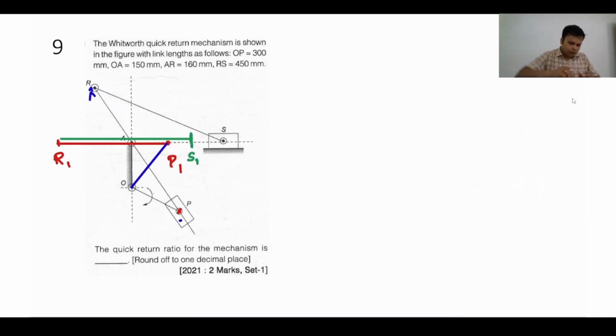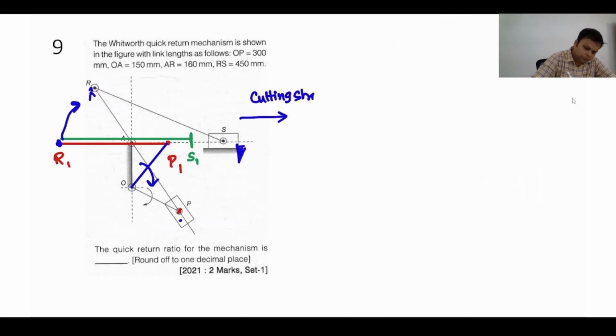Okay. Now, as this link starts moving in this direction, what will happen? This point will start moving in this direction. The slider will slide moving in this direction. So there will be a cutting tool here. There will be a cutting tool attached to this slider, right? It's just the mechanism being represented here. So this will be your cutting stroke. Till when will the cutting stroke last? This cutting stroke will last till this point P reaches this point.